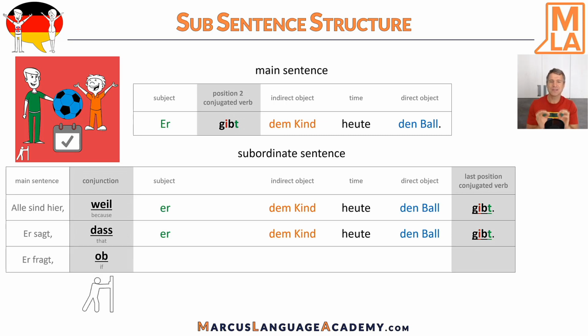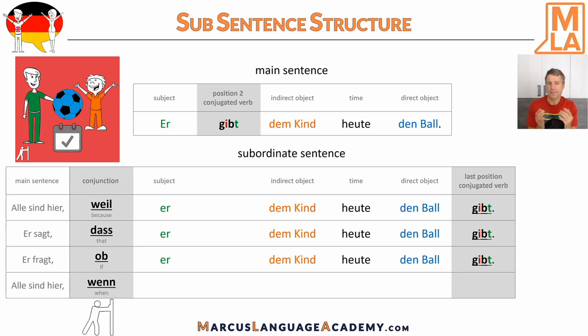Our next conjunction is ob, if. And here too, the same. Fragt, ob dem Kind heute den Ball gibt. Literally, he asks if he, the kid, today the ball gives. And one more conjunction, wenn, when. And no surprises here either. Alle sind hier, wenn dem Kind heute den Ball gibt. Literally, all are here when he, the kid today, the ball gives.